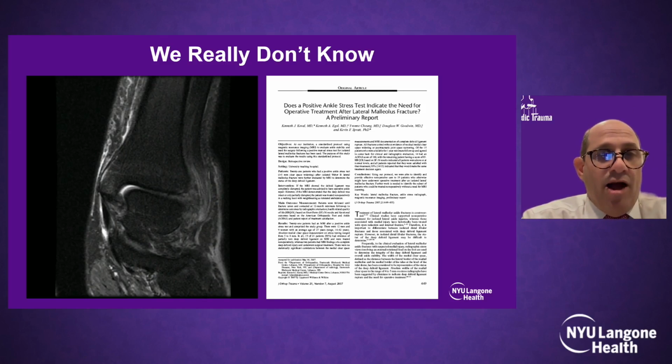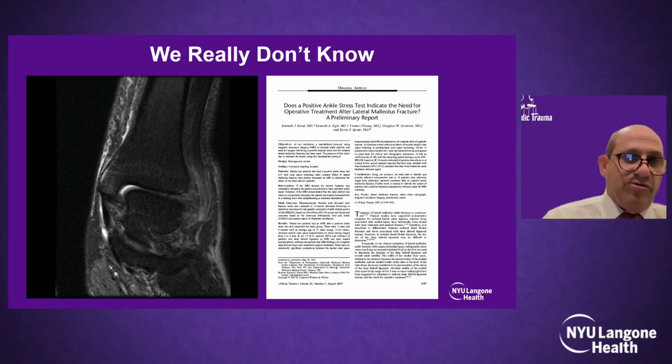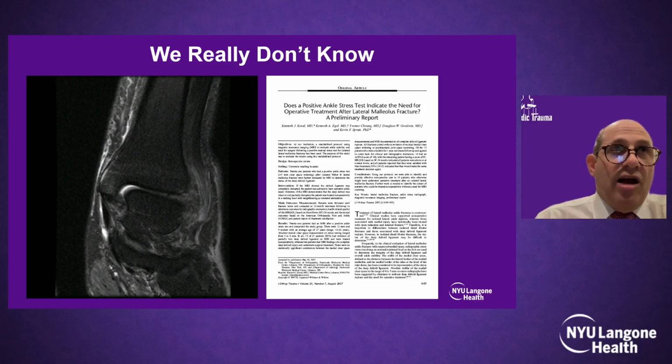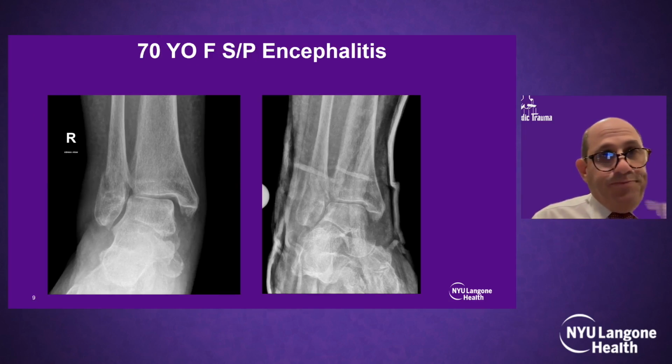You can get an MRI, and when he did this in 20 patients with stress positive ankles, he found that there was some ligamentous stability that remained by MRI. So with this, he treated these people non-operatively, and they did reasonably well. Again, no long-term follow-up, but the key is, what does the ankle mortise look like at the time of healing? If it heals with a congruous stable mortise, the patient's going to do fine. If they heal with a non-congruous mortise, they may do fine and they may not.